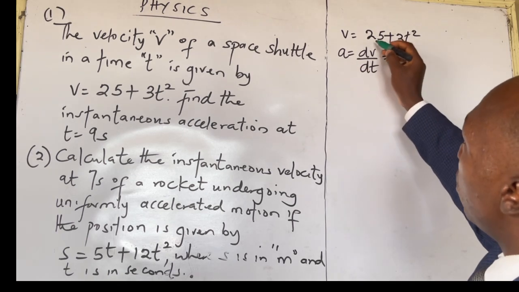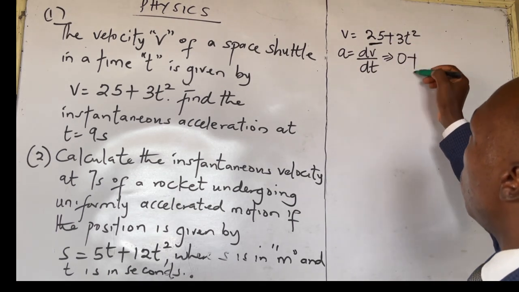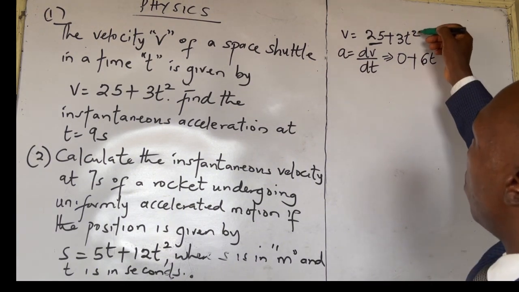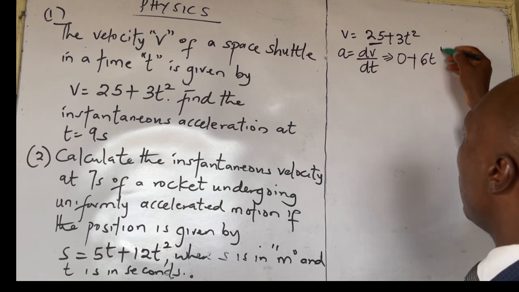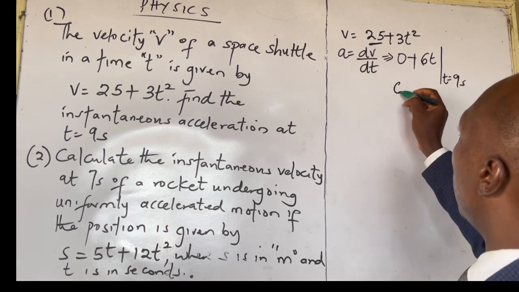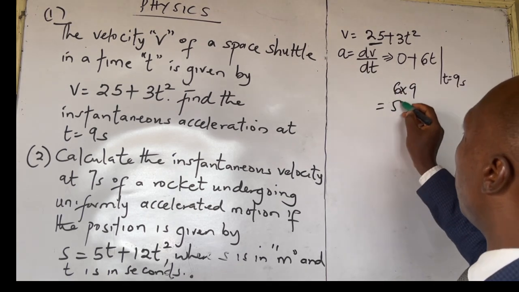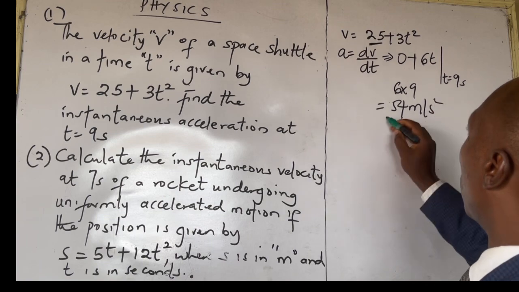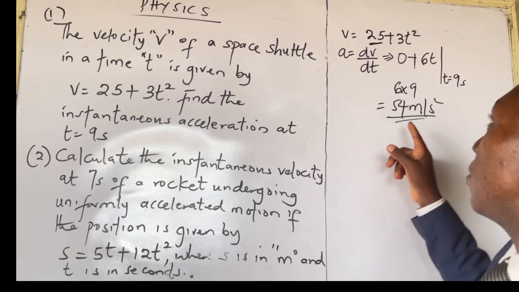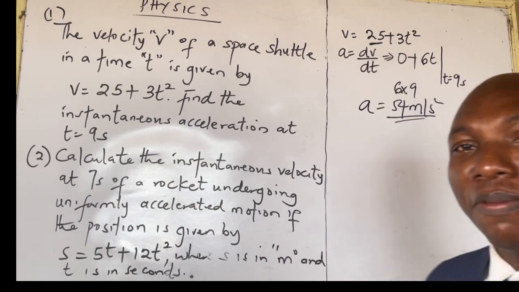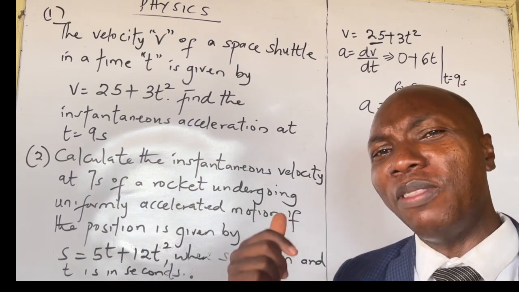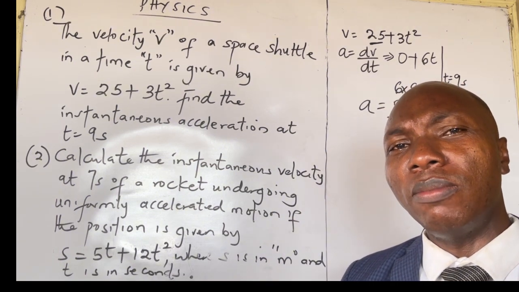When you differentiate a constant, you have 0. When you differentiate 3t squared, that means 2 times 3, 6t, and you subtract 1 from the power of t, which gives 1. So when our t is equal to 9 seconds, we put 9 here, so that will give you 6 times 9, which is 54 meters per second squared. So the answer to the question on the board is acceleration equals 54 meters per second squared.